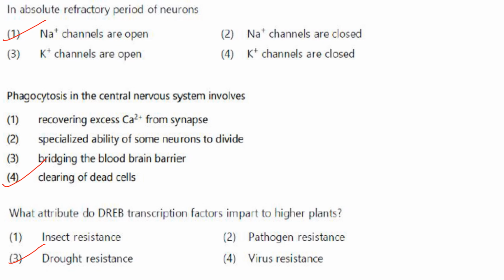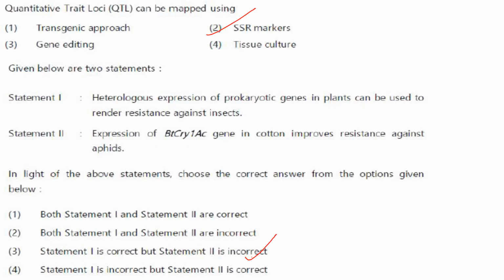What attribute do DREB transcription factors impart to higher plants? So DREB transcription factors, they play a crucial role in plant response to drought, heat and cold stress. So the answer here is option 3, drought resistance. Then next one. Quantitative trait loci can be mapped using simple sequence repeat markers, SSR markers. They are popularly used in QTL mapping because of their high polymorphism, easy amplification and codominant inheritance.